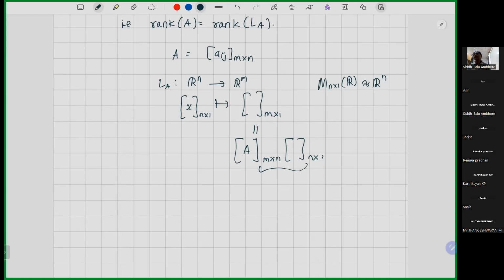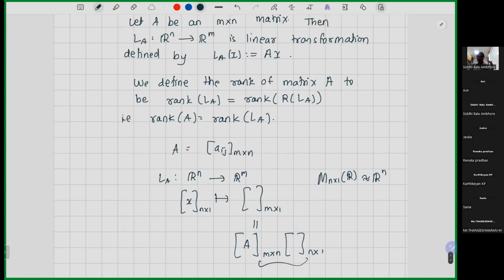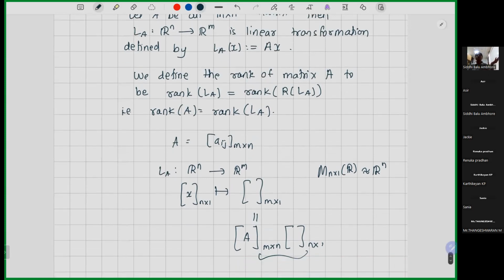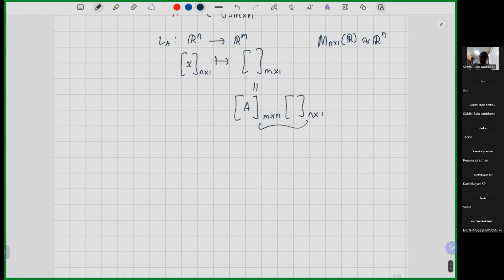Is it clear now? Here A is the linear transformation LA. A is a matrix using which we are defining the linear transformation. Are we calling this whole transformation process LA? Yes. The linear transformation is denoted by LA.